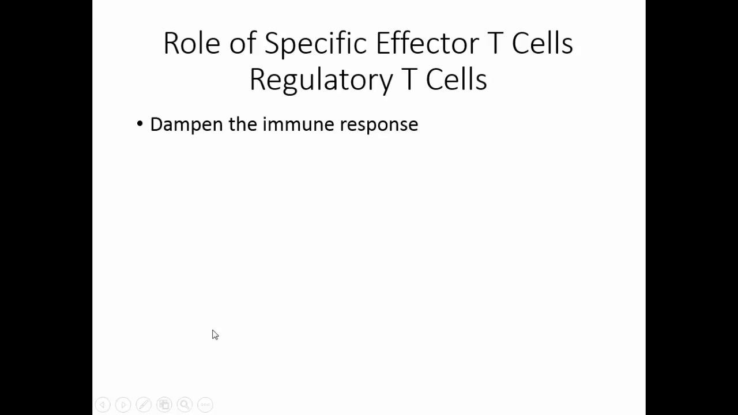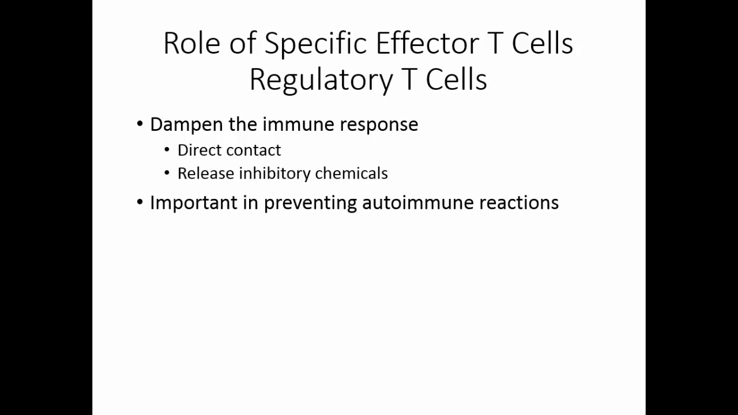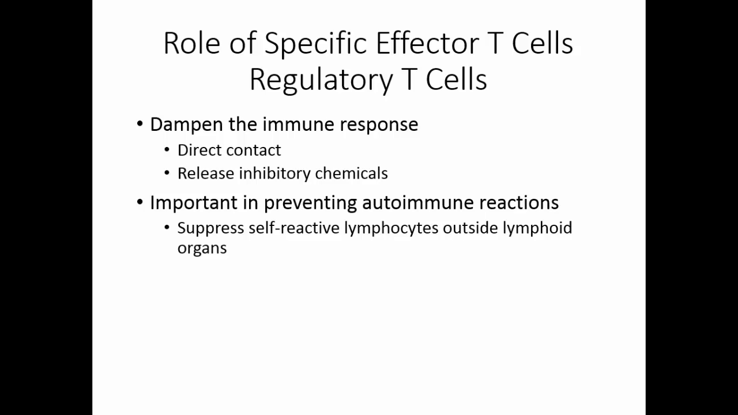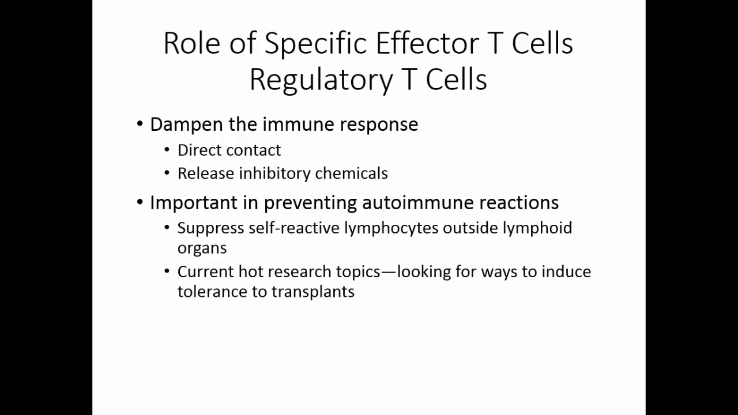The regulatory T cells, which are part of the CD4 population, dampen the immune response, either by direct contact or by releasing inhibitory chemicals. This is important to prevent autoimmune reactions. We need to suppress self-reactive lymphocytes outside of lymphoid organs in order to prevent autoimmune reactions. Right now, these regulatory T cells are a current hot research topic because if we can figure out ways to dampen the immune response by using regulatory T cells, we may be able to induce a tolerance to transplants.